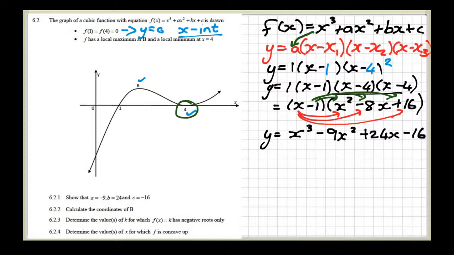Now, if you look carefully, a was what was in front of the x squared, so that means it's negative 9. b in the formula was what was in front of x, which is 24. And c is the constant, which is negative 16. Oh my goodness! I've proven what they wanted me to prove.